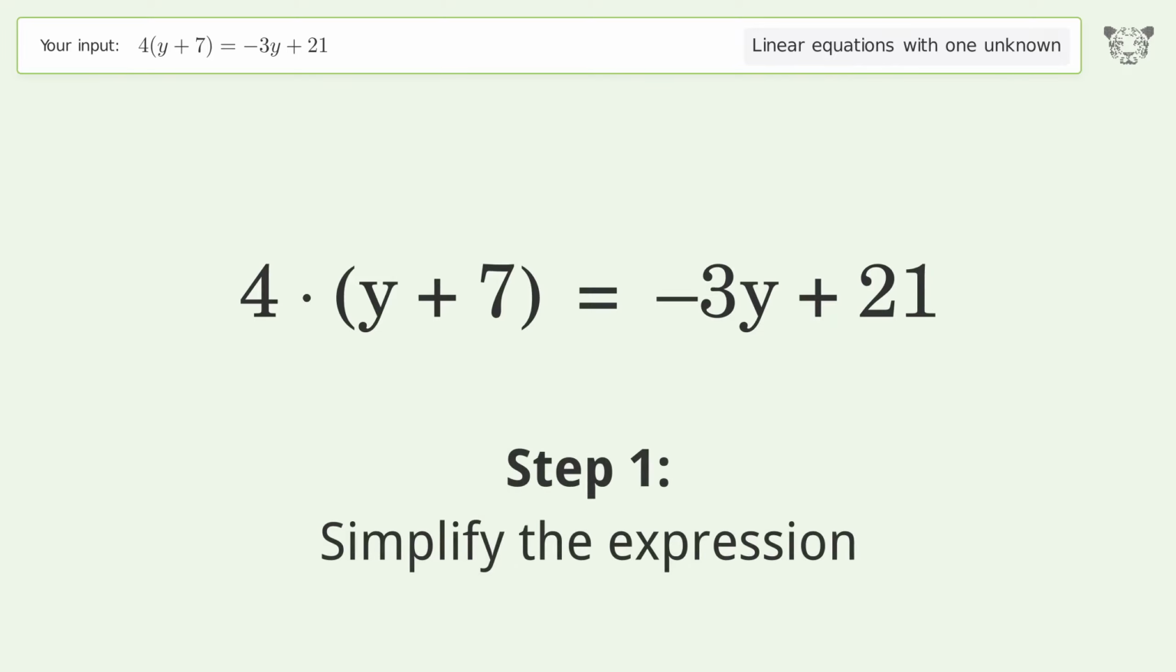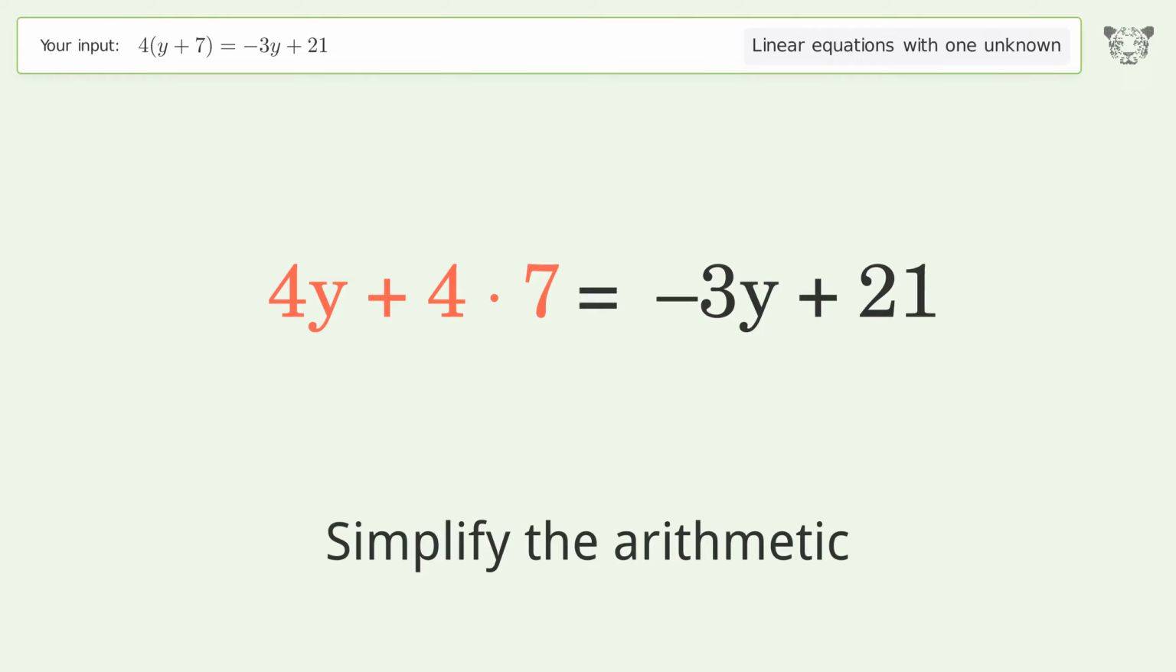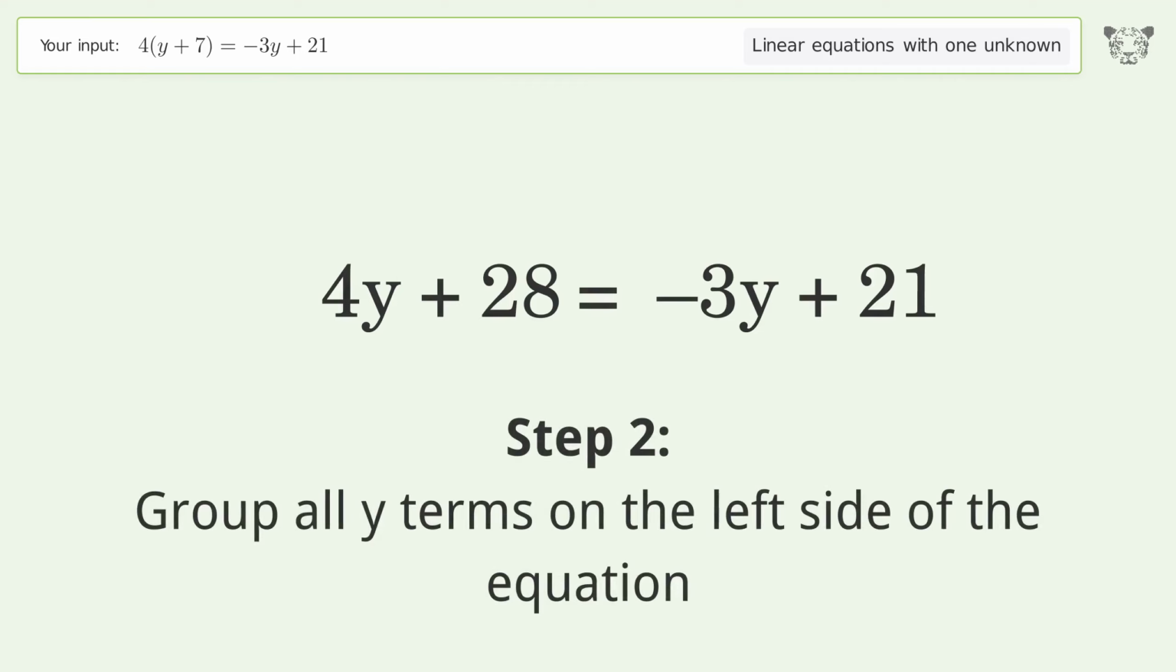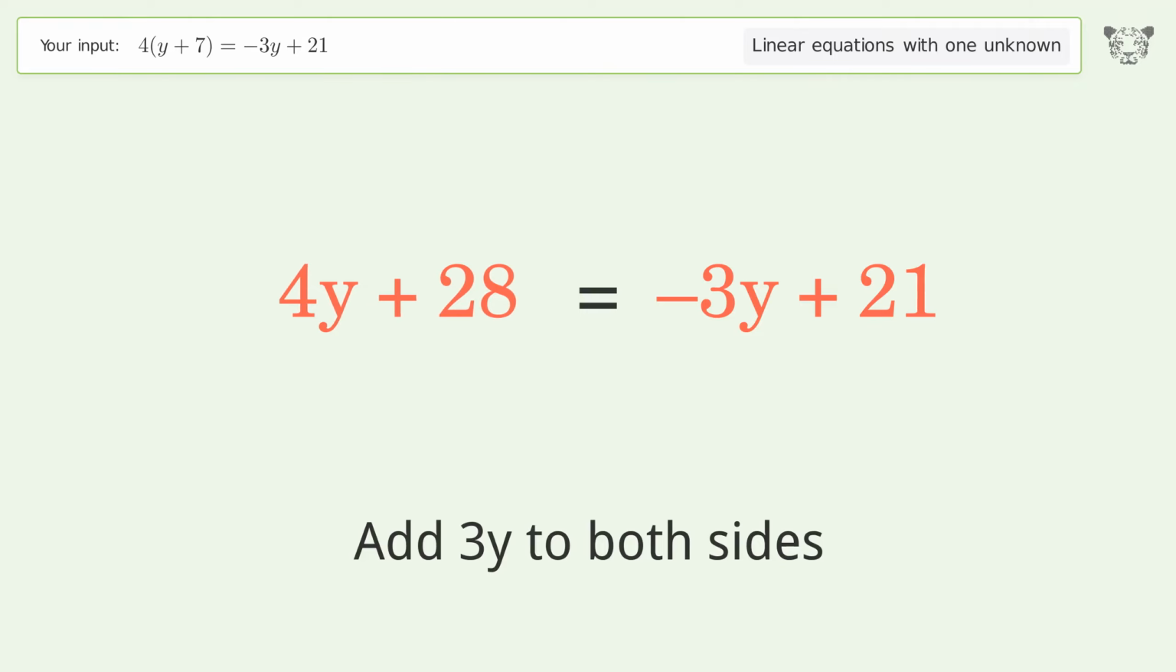Simplify the expression. Expand the parentheses. Simplify the arithmetic. Group all y terms on the left side of the equation. Add 3y to both sides.